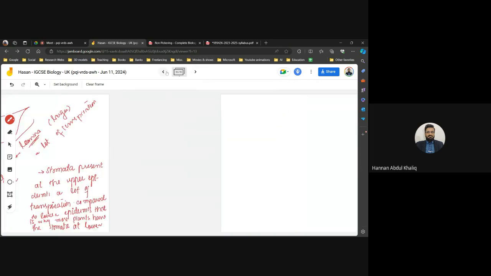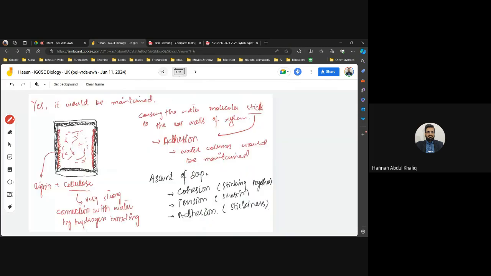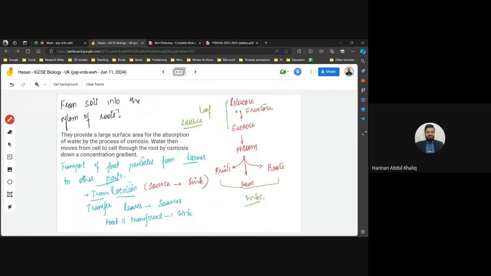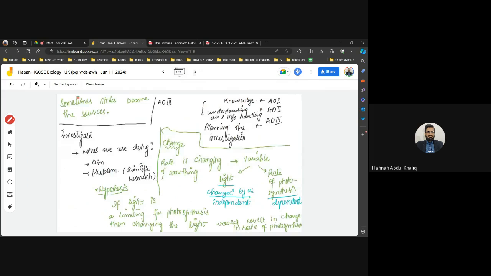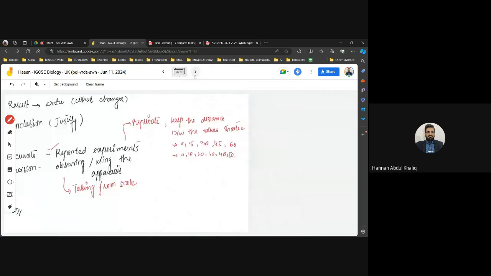And then I told you a bit about translocation. I told you that glucose would be joined with fructose to form sucrose. Yeah, I did finish it. One thing I was planning to tell you is that sometimes the sinks become the sources. Sinks. What is a sink?